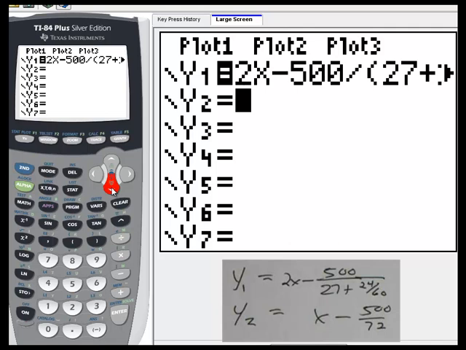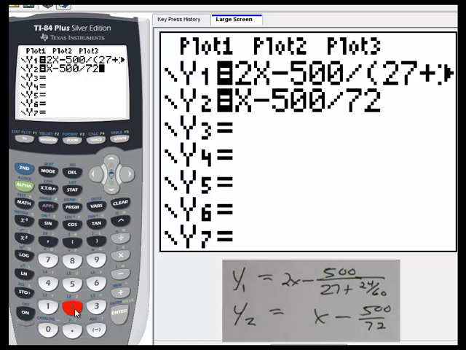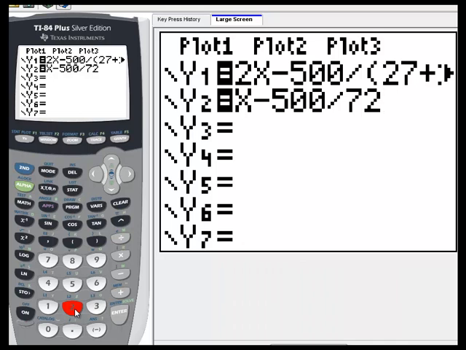Okay, our y2, we've got x minus 500 divided by 72. Okay, now, in getting ready to graph this, x here represents the flow rate of one inlet pipe. What sort of numbers could be possible here? Since it takes 24 minutes and 24 seconds to fill an empty tank with everything open, we don't know too much about the outlet pipe at all.